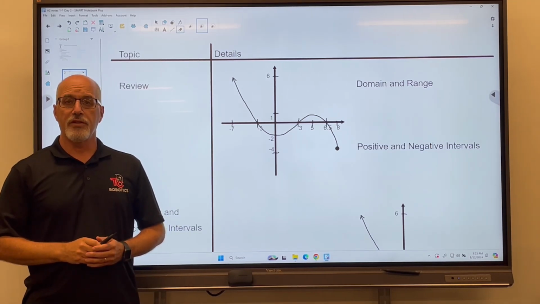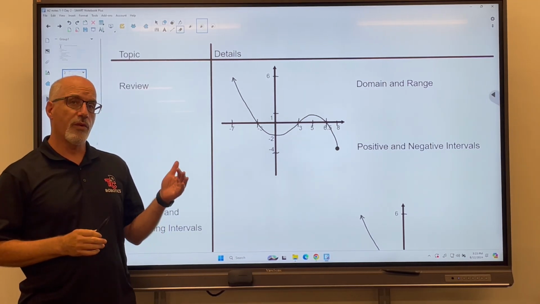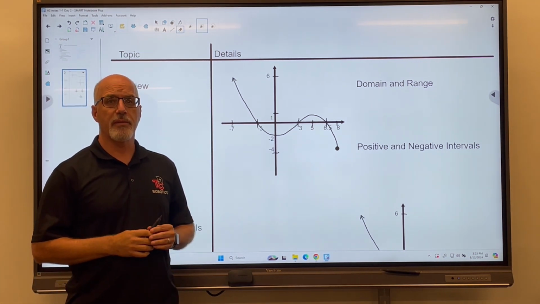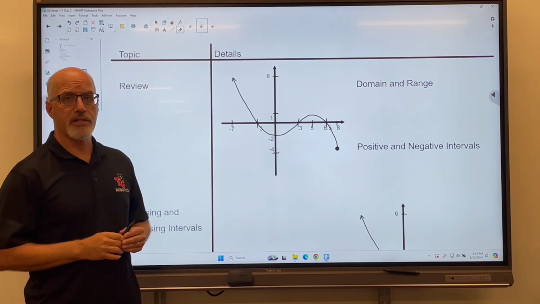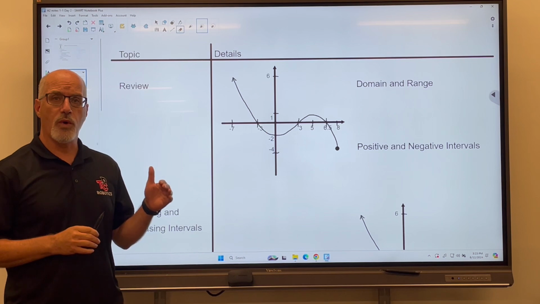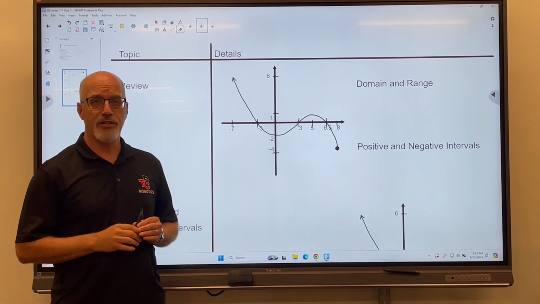This video continues our work with graphing. We're going to review a little bit about domain and range and intervals, and then we're going to move on to some other intervals that we haven't discussed and other terminology related to graphs. This is section 1-1, day 2.